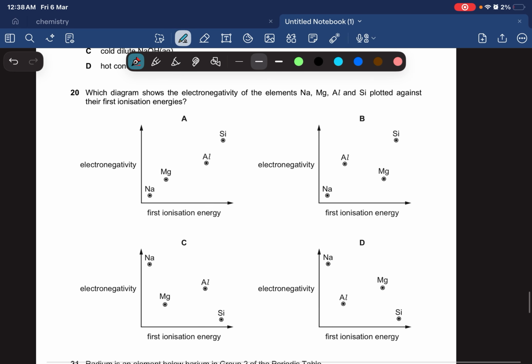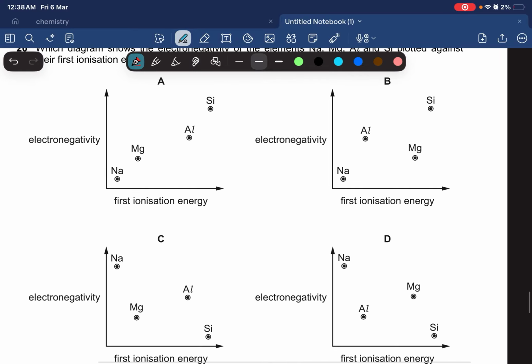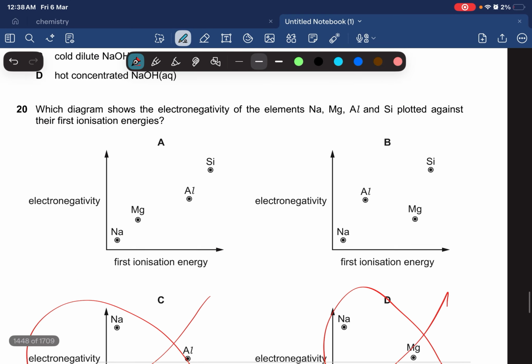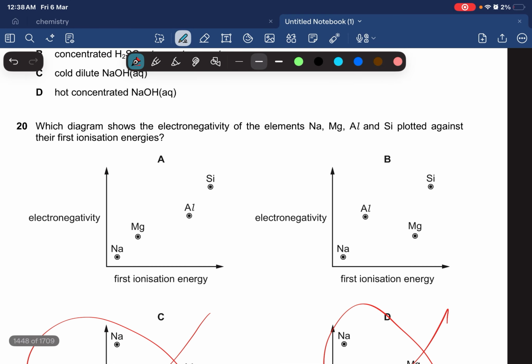The diagram shows the electronegativity of 4 elements, sodium, magnesium, aluminum, silicon, plotted against the first ionization energies. So what's going to be most electronegative? Obviously silicon, because across the period it increases. So cut this. Silicon should be at the top. Over here silicon is at the top. And now we have to plot the first ionization energy. Across the period it increases. So silicon should have the greatest.